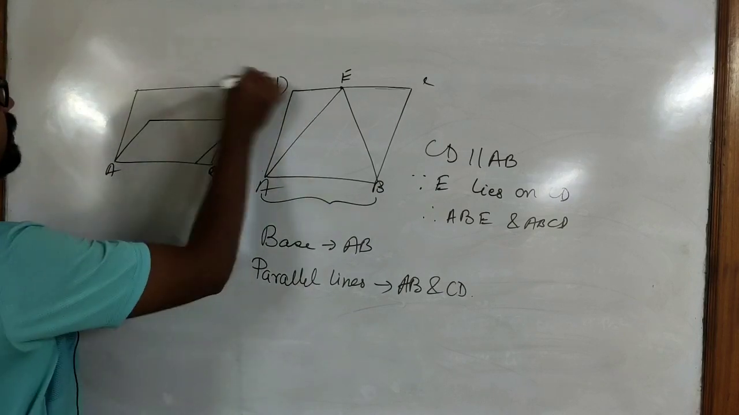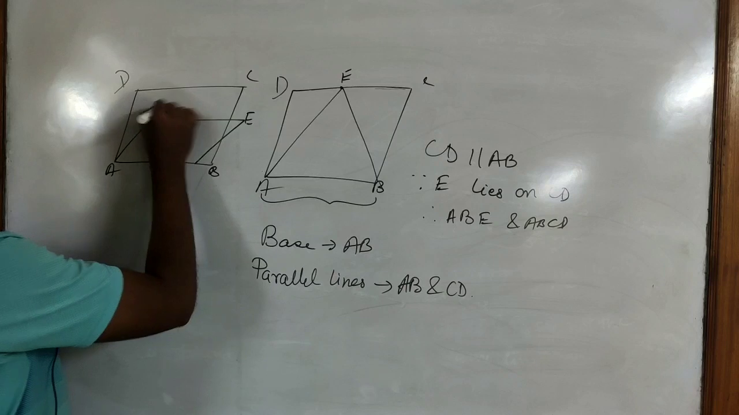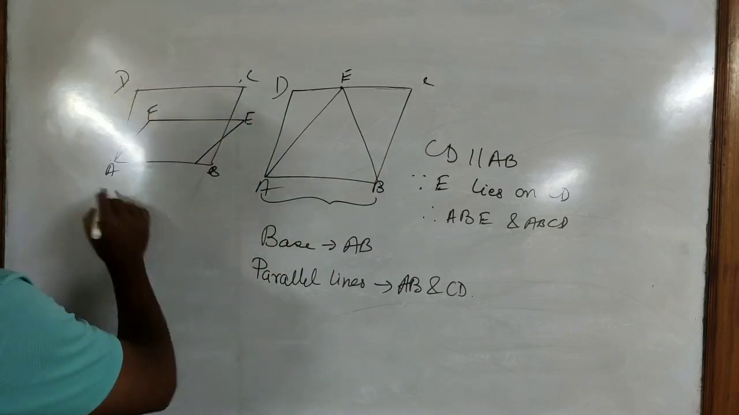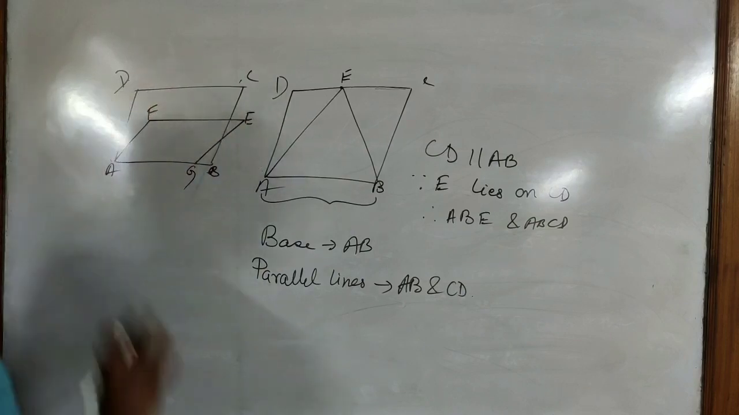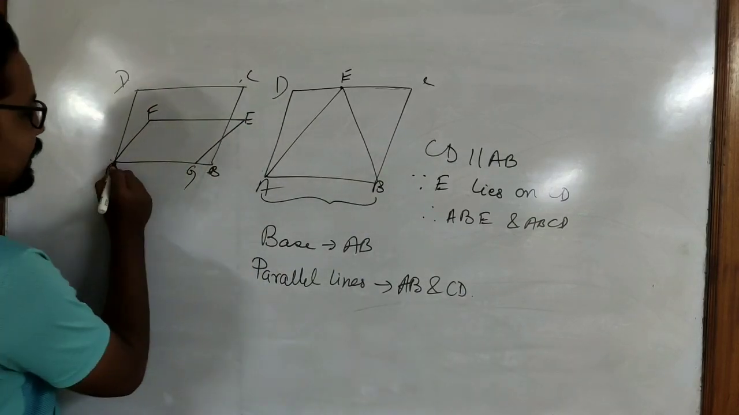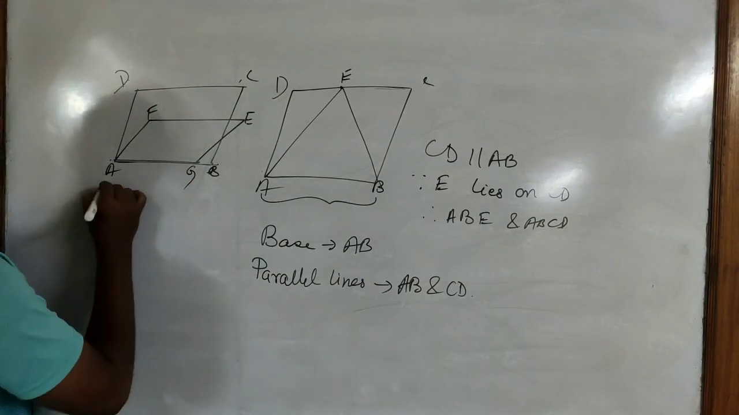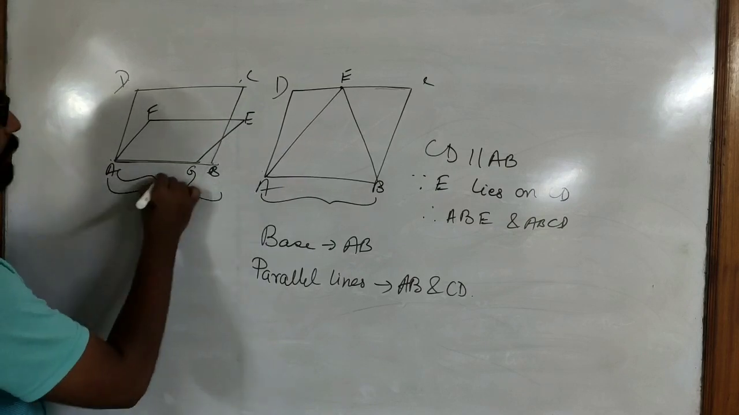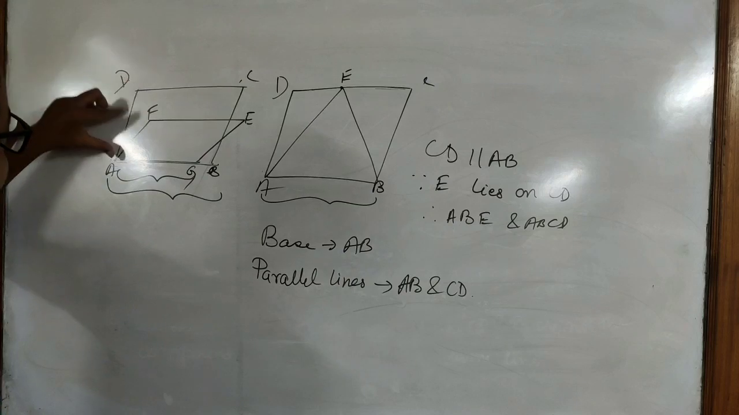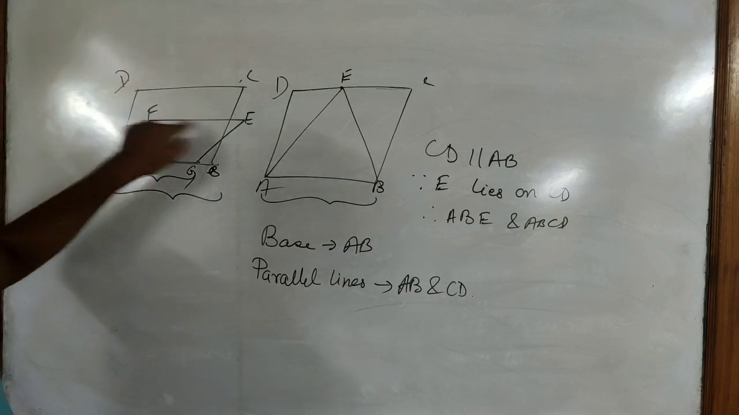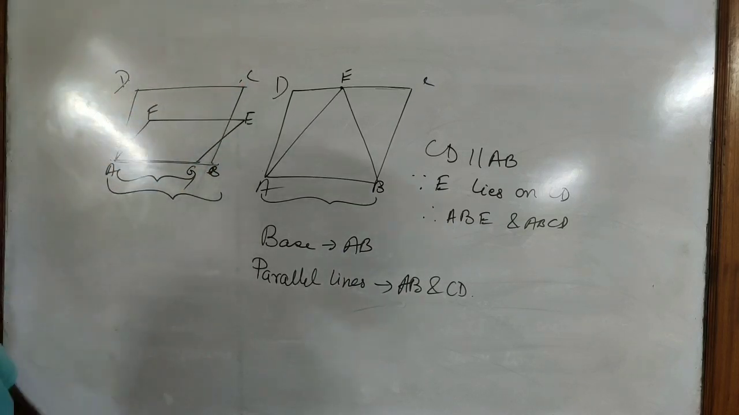Suppose A, B, C, D, E, F. Here A, B, C, D is a parallelogram and this one, let's suppose G, and A, G, E, F is another parallelogram. Now here even the base is not the same. One of the bases is AB, the other base is AG. So here even the base is not the same, and they also do not lie between the same parallel lines because FE and DC are different lines.